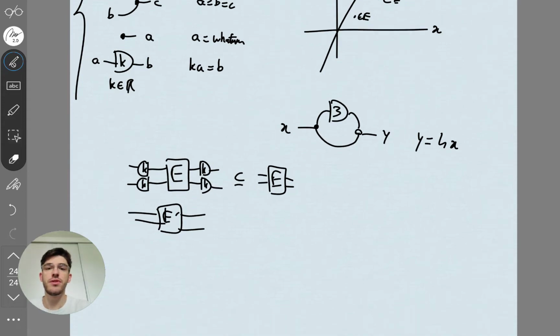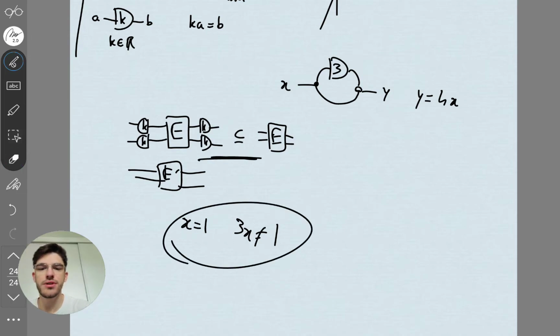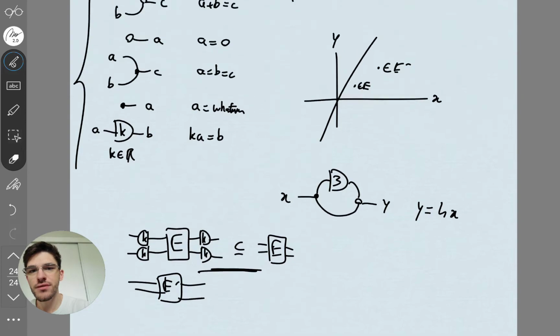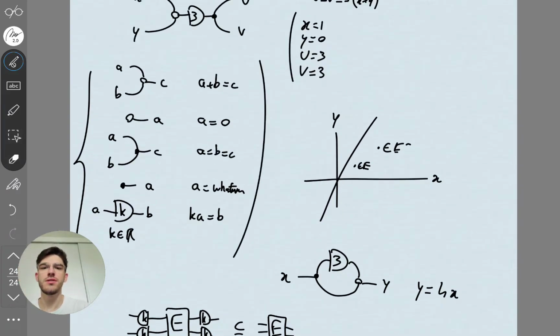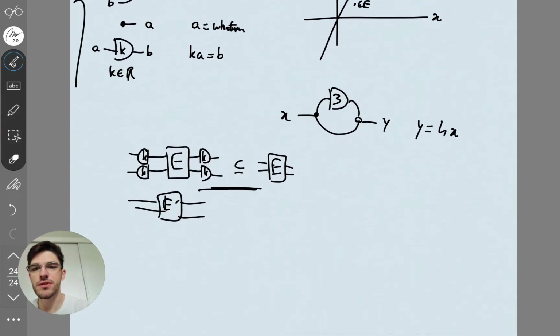And it's definitely not true of all equations. Here's an equation, x equals 1. Here's an equation that doesn't have that property. If x equals 1, 3x is not equal to 1. So this inclusion is not true of all equations at all, but it's true of all equations made from this. It's true of all linear equations. And we can see that it works for all the basic elements, right?